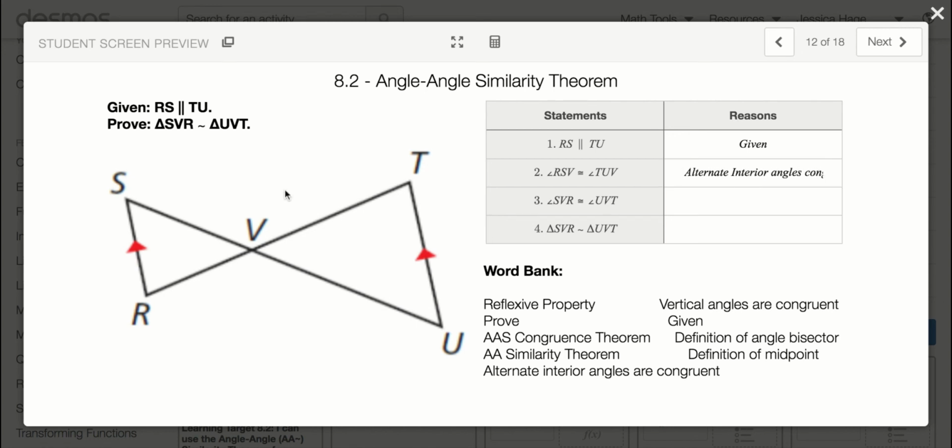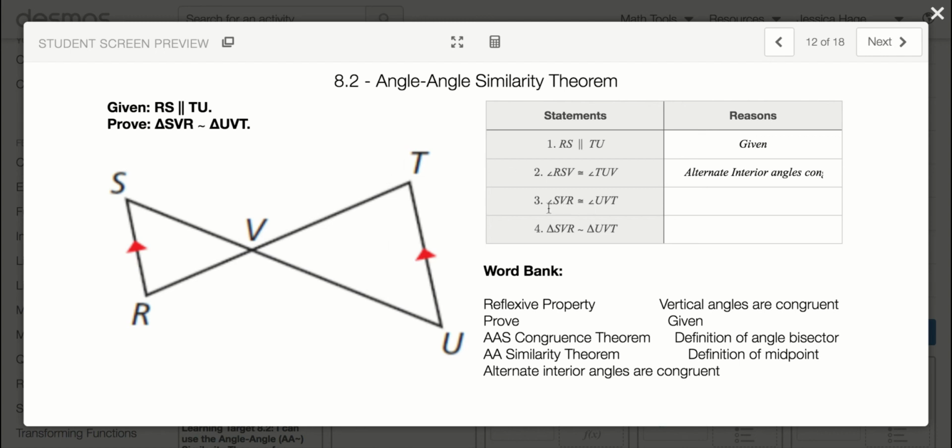And again, those are the 2 angles that are meeting where the transversal, the diagonal SU, is intersecting the parallel. So angle S and angle U. They have it named with 3 letters here. RSV, S is in the middle, and angle TUV, U is your middle letter. So those are alternate interior angles. We're not going to use midpoint. We're not going to use angle bisector. We're not going to use reflexive property here.